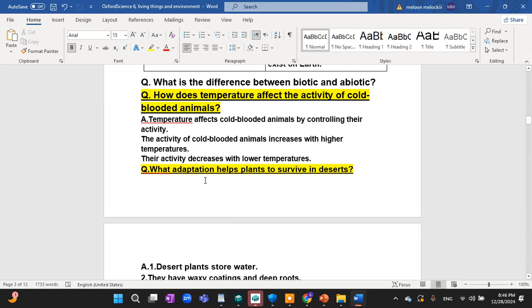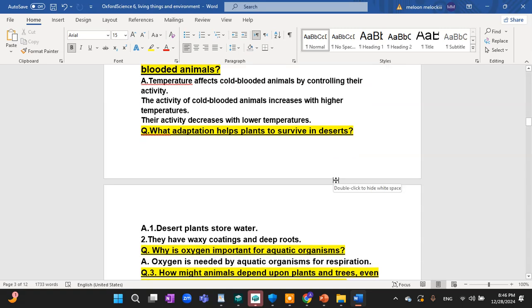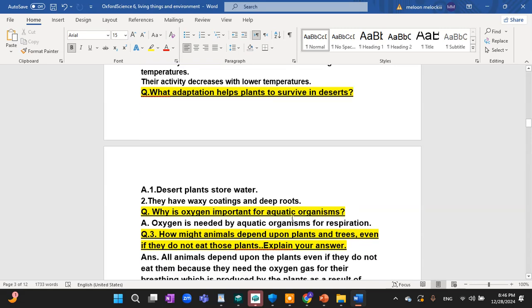Next critical thinking question. What adaptation helps plants to survive in deserts? There are 2 points. The first one, desert plants store water. Second, they have waxy coatings and deep roots. Why do they have deep roots? To collect water which is present in the desert, in the soil, in the sand of the desert.